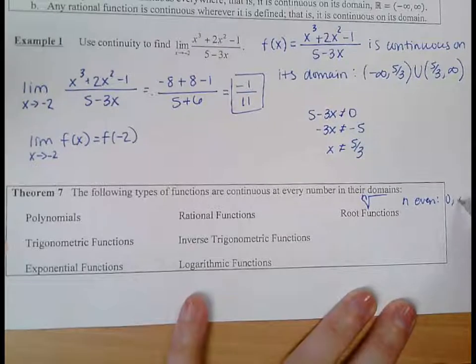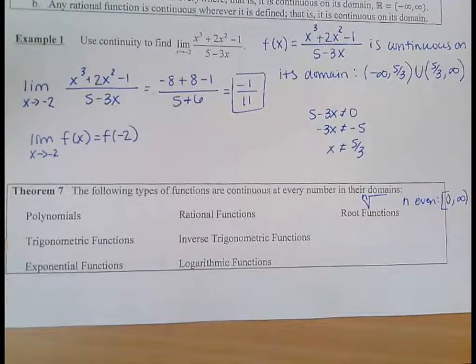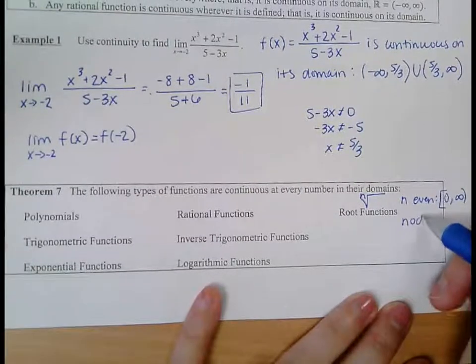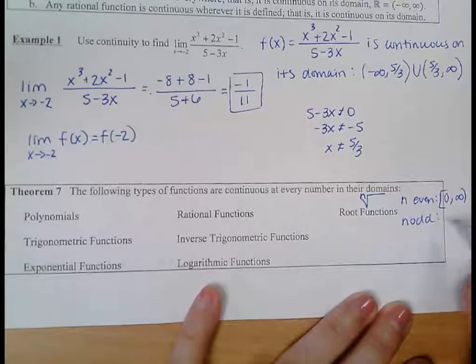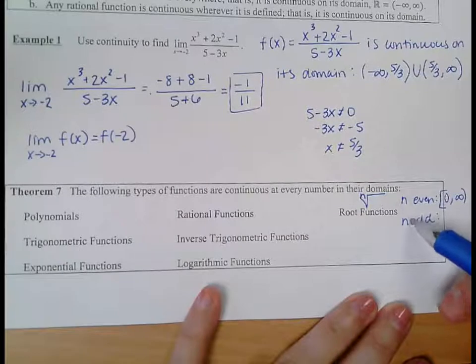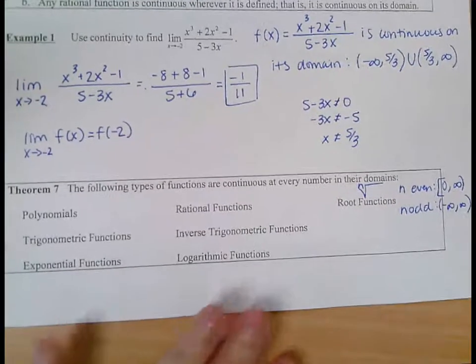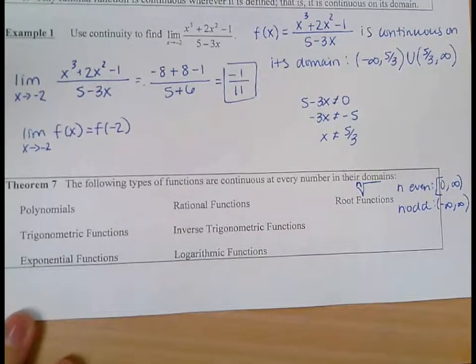0 to infinity, is 0 included? Yes. You can have the square root of 0. It's just 0. And then if n is odd, so if you have an odd root, if n is odd, your domain is all real numbers. If the root is odd, cube root, 5th root, and so on.